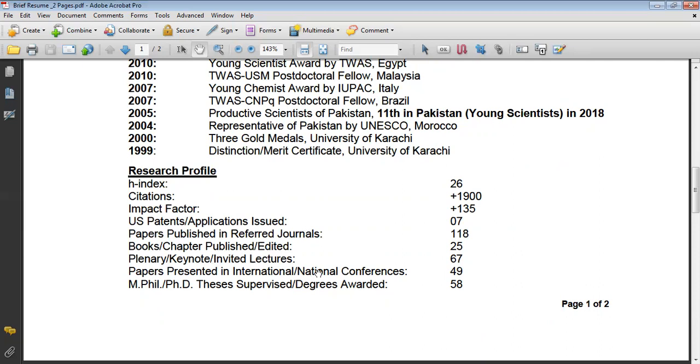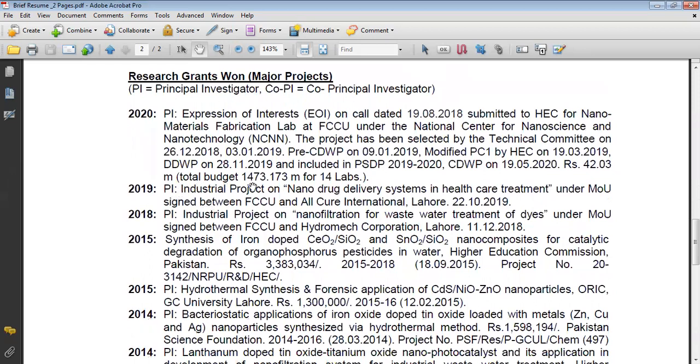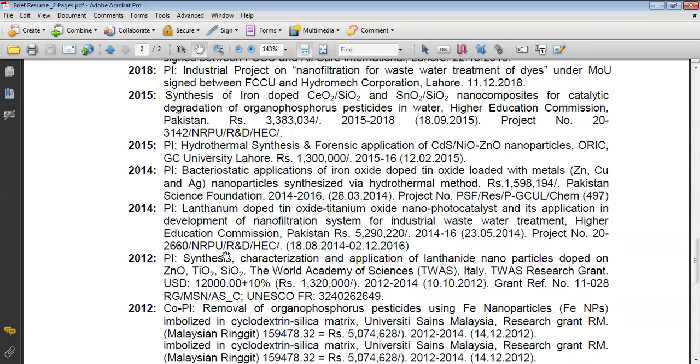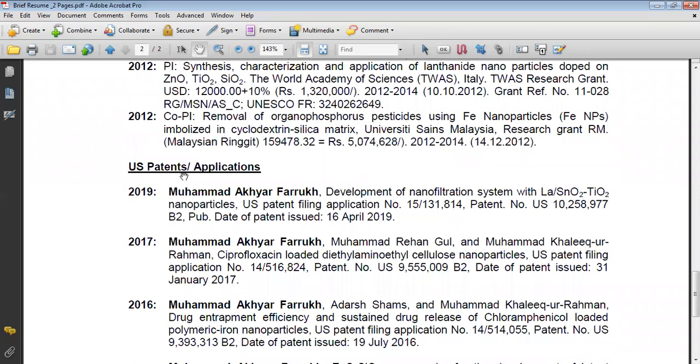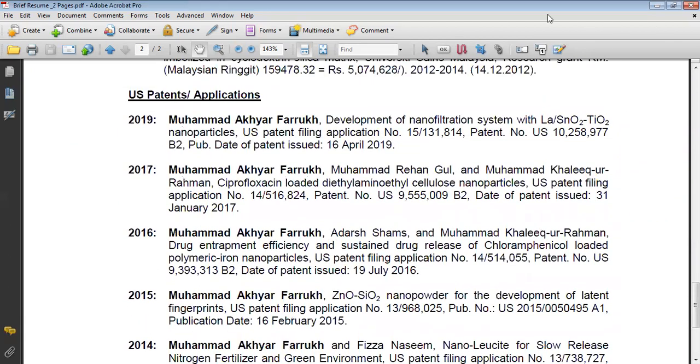I have traveled around the globe and visited around 25 countries, and up to now I have supervised 58 MPhil and PhD theses. These are the research grants I have won, and currently I am working on two industrial projects at FCCU. Details are given here. Besides this, I have 7 US patents on different inventions related to nanotechnology or nanomaterials. Now moving to the course description.